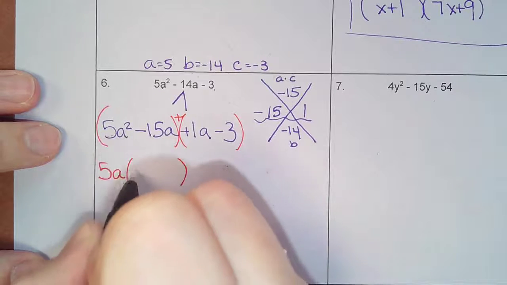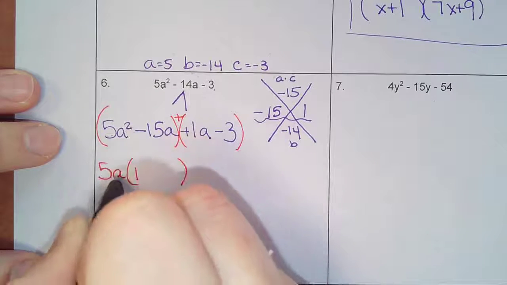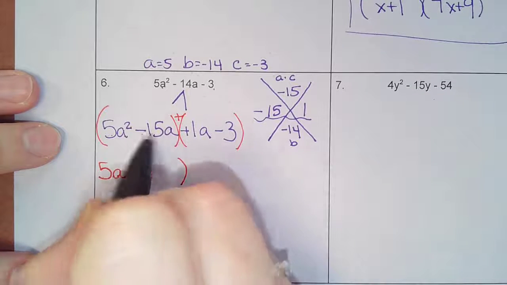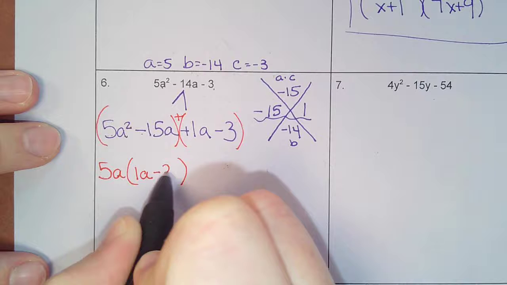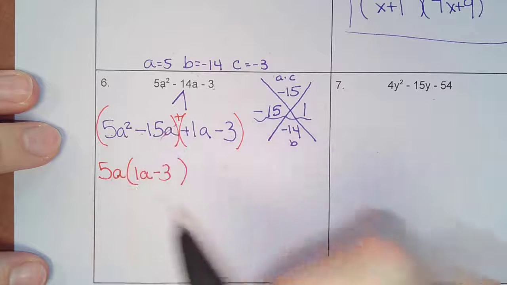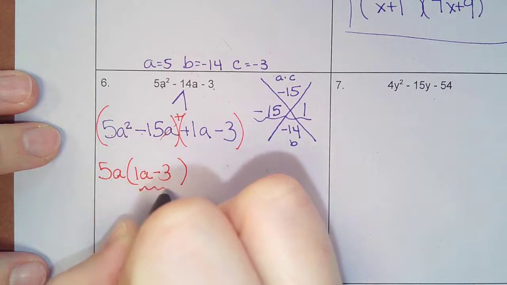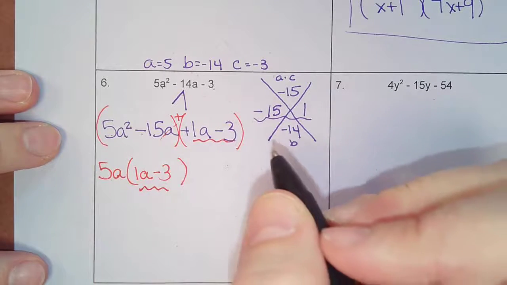5 divided by 5 is 1. A squared divided by a is a. Remember, we're subtracting those powers. Negative 15 divided by a is negative 3. A divided by a, cancel. Well, this already matches here.